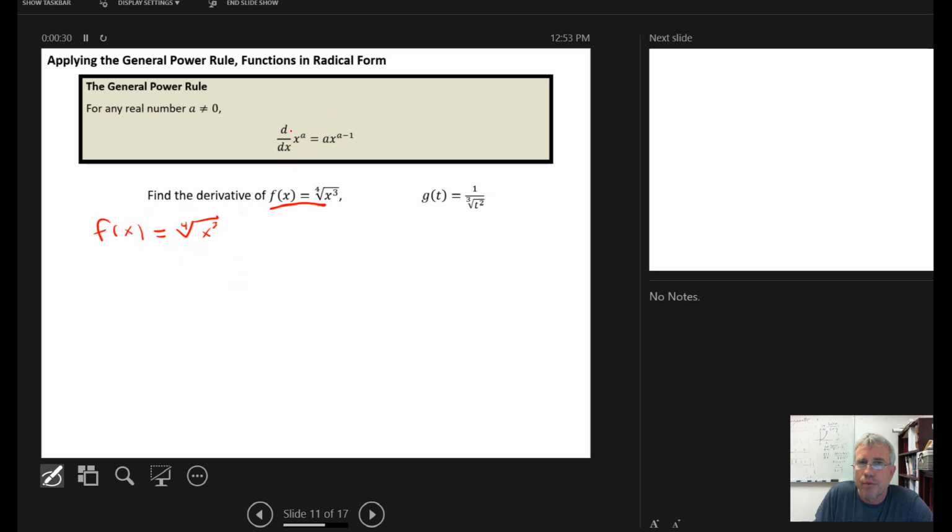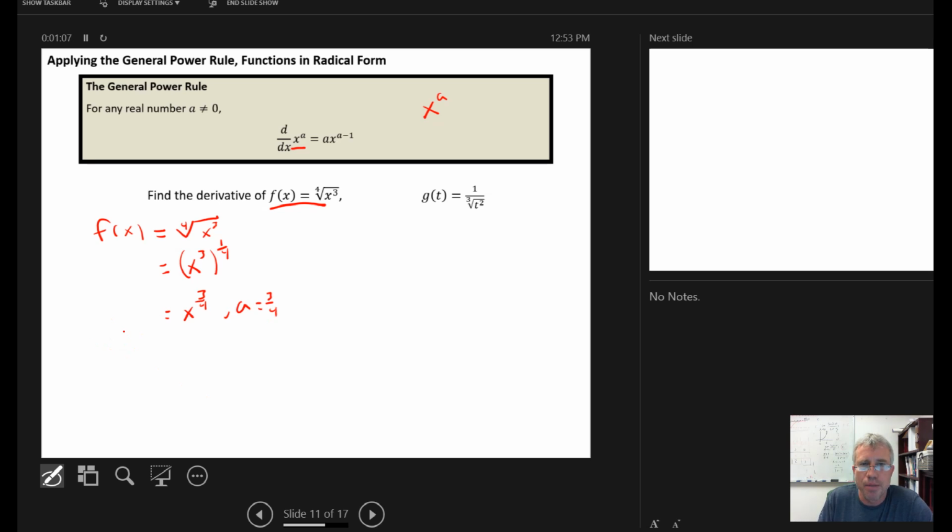And when we look at this, we want to recognize that it isn't in the form x to the a. We don't have the form x to the a that we need in order to apply the general power rule. So what we want to do is manipulate this so that it is in the correct form. And what we want to remember is that taking the fourth root is the same as raising x cubed to the 1/4 power, which is the same as x to the 3/4 power. And now I do have something in the form x to the a, with a equal to 3/4.